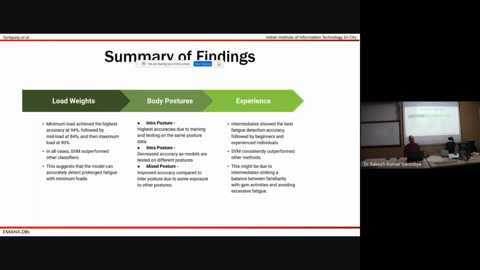So this is the summary. Weights have an impact, especially minimum load. A small amount of load is easy to classify, and there is definitely an impact between different postures. And then experience level also has an impact, especially intermediate experience is easier to classify. And SVM is generally performing better among the few classifiers that we have compared.